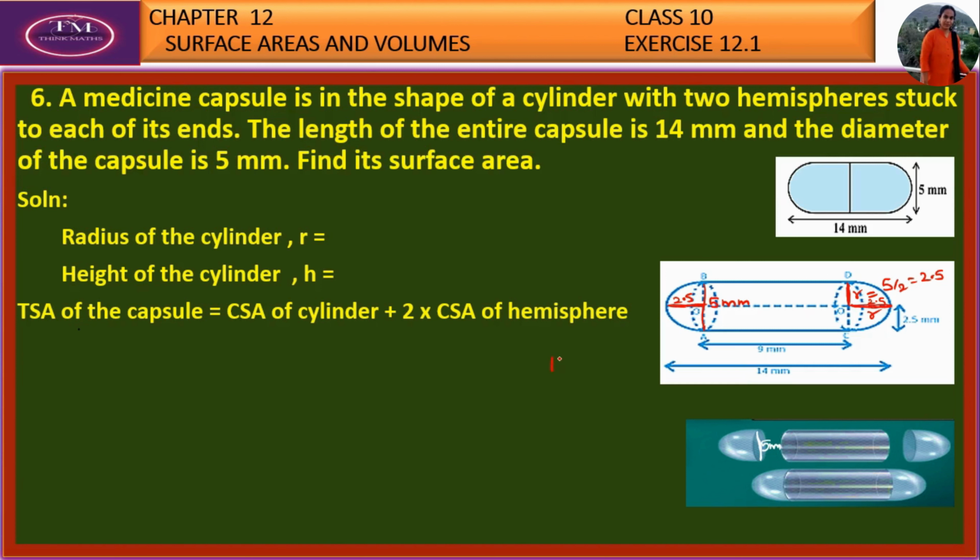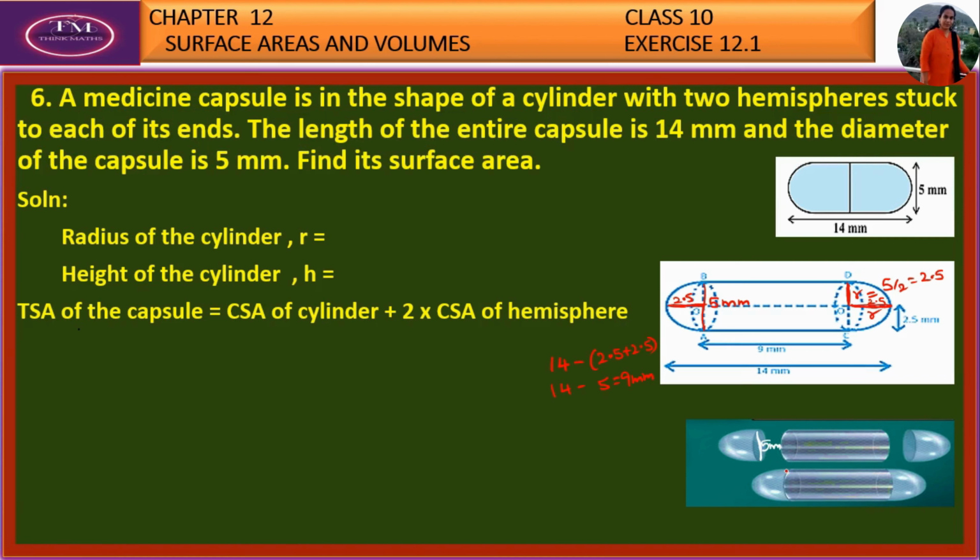So from 14 we have to take away 2.5 and another 2.5. That is 14 minus 5, as 2.5 plus 2.5 is 5. So 14 minus 5 is 9 millimeter. So the height of the cylinder will be 9 millimeter. So we got the height of the cylinder. The radius of the cylinder and radius of the hemisphere will be the same because this hemisphere of the same diameter is attached to the cylinder.